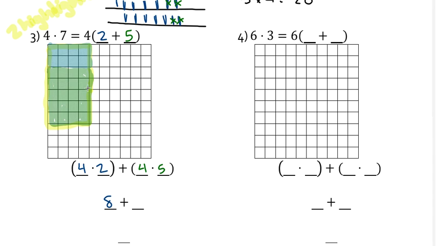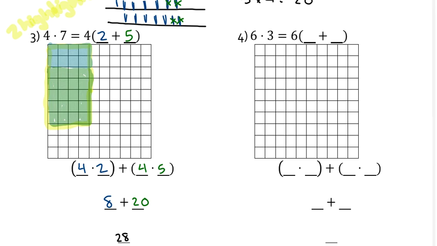And 4 times 5, this area is 1, 2, 3, 4, 5, 6, 7, 8, 9, 10, 19, 20. So it's really 8 plus 20, which ends up being 28. So it's just another way that we could have done that, multiplying the 4 times 7. We can break it up into 2 parts so that we know more.